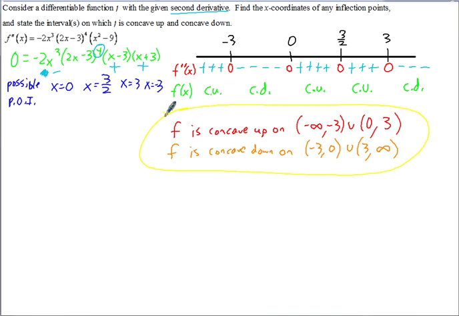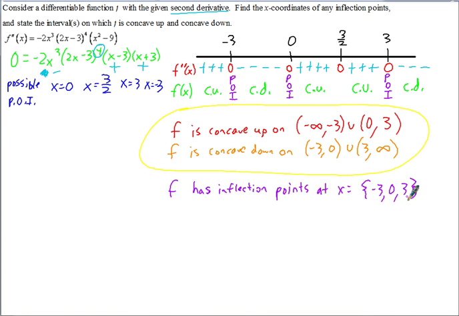And let's take a look at inflection points, see if those possible points of inflection actually turned out to be points of inflection. So at negative 3, the second derivative does change sign, so that's a point of inflection. At 0, the second derivative changes sign, that's a point of inflection. At 3 halves, the second derivative stays positive, stays concave up, so that's not a point of inflection. And at 3, the second derivative changes sign, so that is a point of inflection. So we can say f has inflection points at x equals negative 3, 0, and 3. Just ask for the x coordinate.